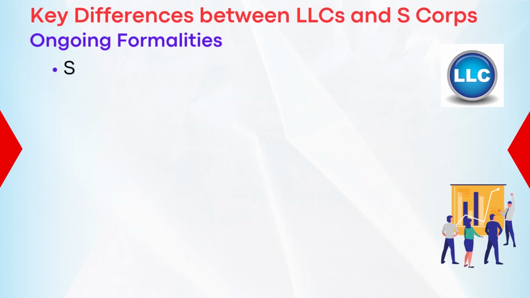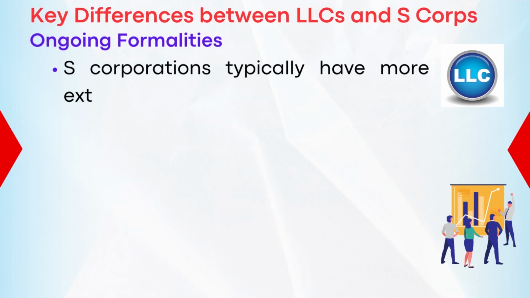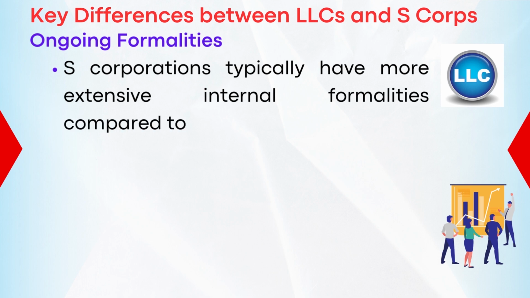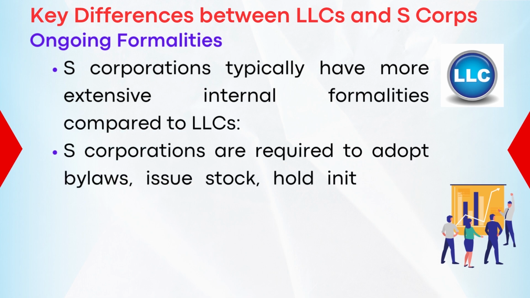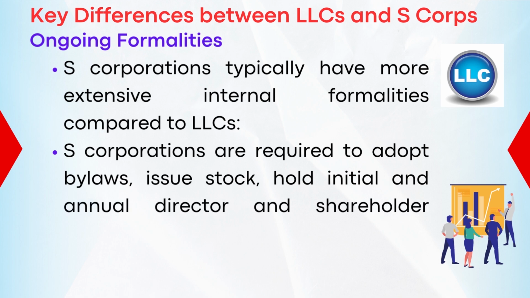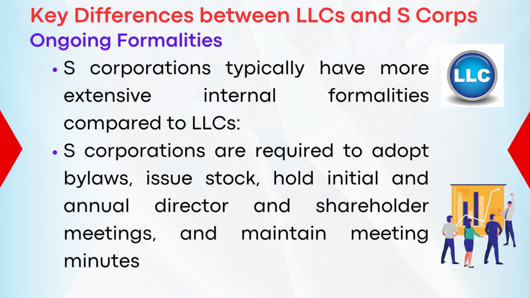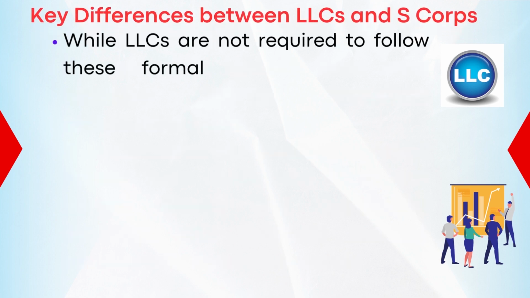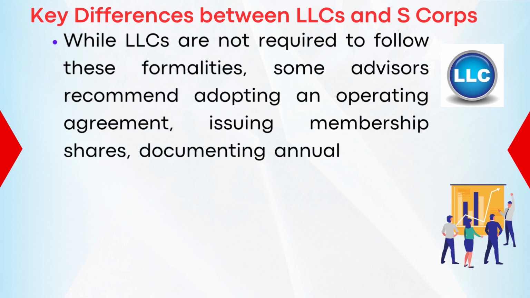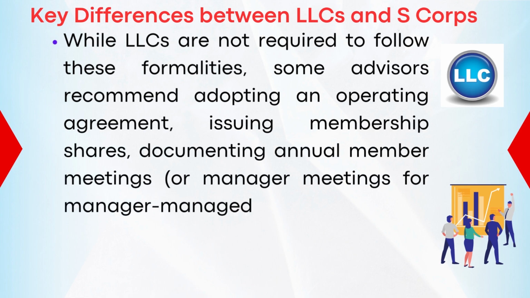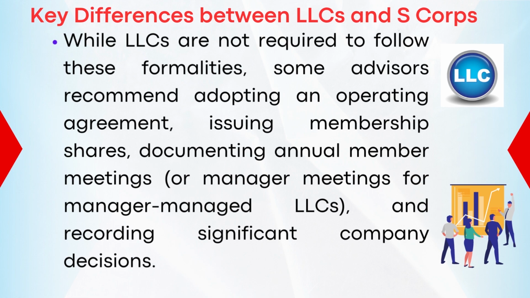Ongoing formalities. S corporations typically have more extensive internal formalities compared to LLCs. S corporations are required to adopt bylaws, issue stock, hold initial and annual director and shareholder meetings, and maintain meeting minutes with corporate records. While LLCs are not required to follow these formalities, some advisors recommend adopting an operating agreement, issuing members' shares, documenting annual member meetings, and recording significant company decisions.